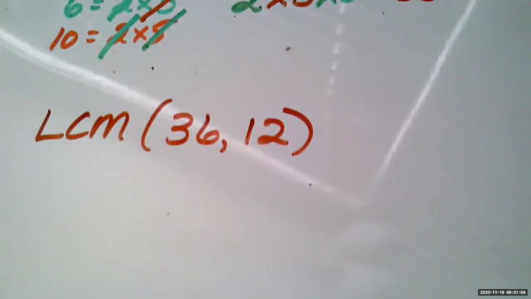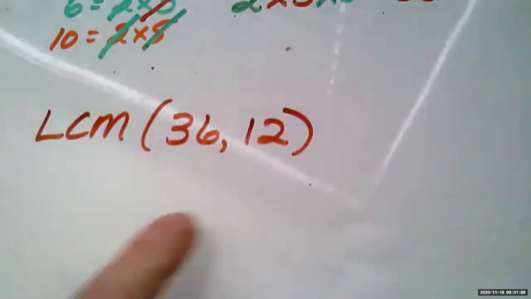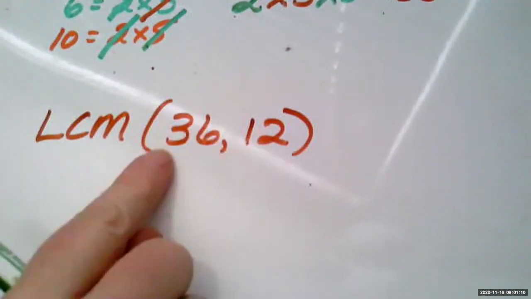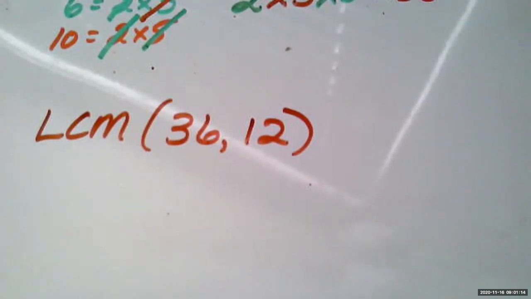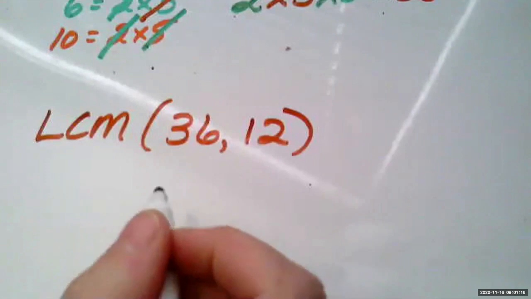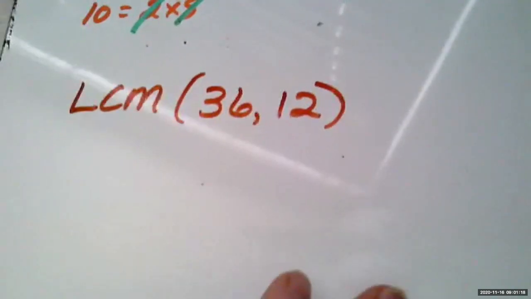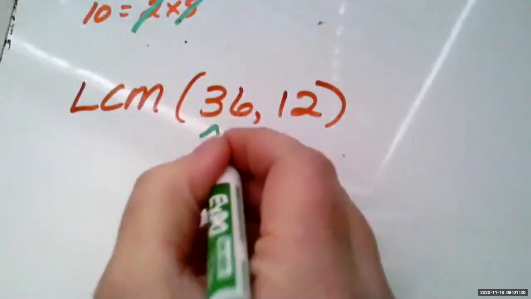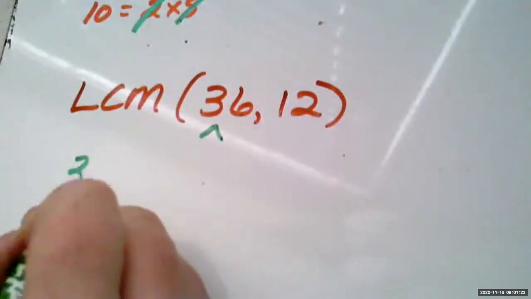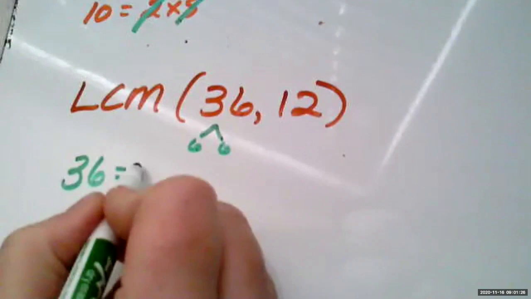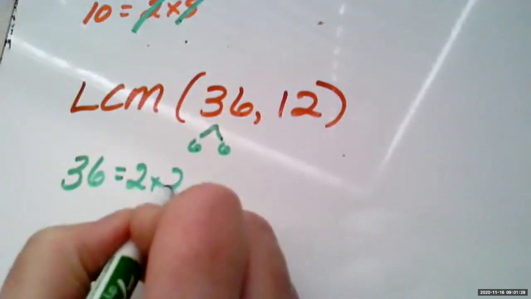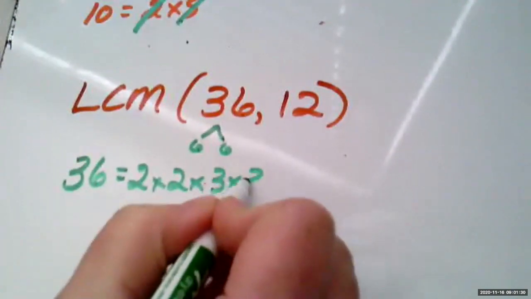And again, if you know your multiplication facts really, really well, you might even be able to see that 12 goes into 36 3 times. Yeah, exactly. However, if you're just practicing this prime factorization method and you wanted to break it down, I would list the prime factors. So 6 times 6 is 36, or 2 times 2 times 3 times 3.